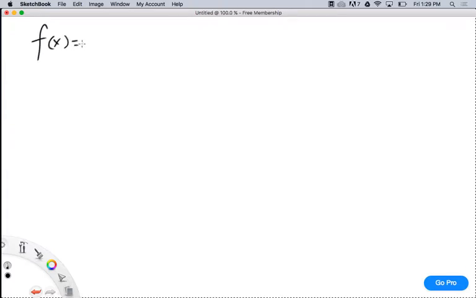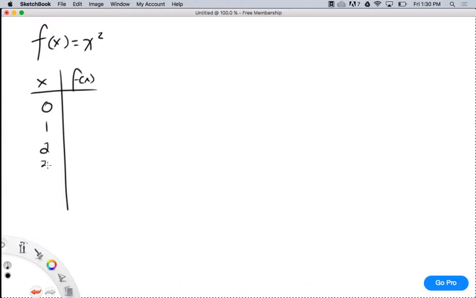What about f of x equals x squared? I said x, f of x, 0, 1, 2, 3, 4, 5. Okay. If I plug in 0, 0 squared is 0, 1 squared is 1, 2 squared is 4, 3 squared is 9, 4 squared is 16, 5 squared is 25. Now, if I look at this, they're definitely not going up at a constant rate, right? Okay. And I can see that by finding the difference.